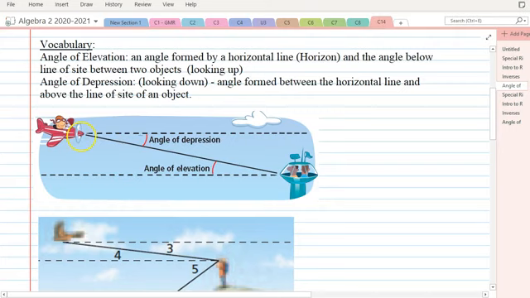So the airplane guy, he's depressed, he has to land, so he's looking down, angle of depression, at the tower. The people in the tower are elevated, they're happy that it's almost time to go home, so they're looking up. Angle of depression, angle of elevation.